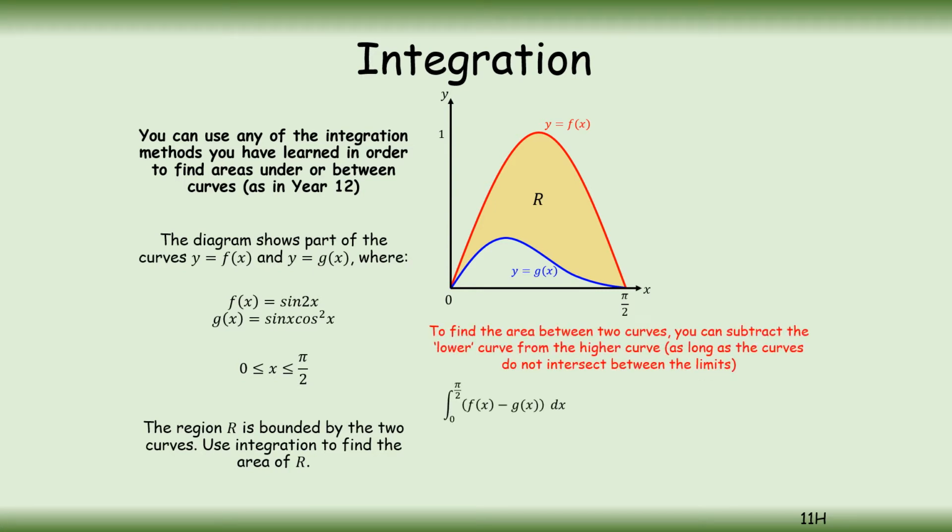To find the area, first of all, because the curves are already drawn out, we could just see that f of x has the greater area. So we do f of x minus g of x, and then substitute in what f of x and g of x are.